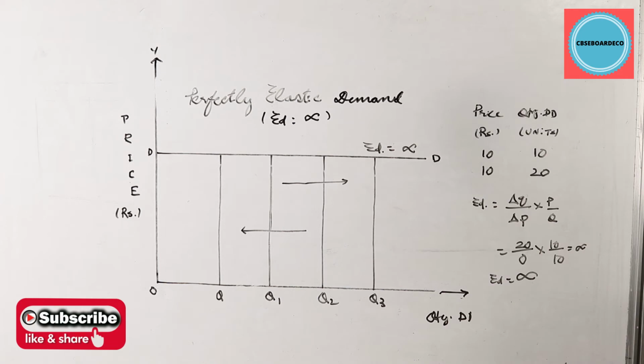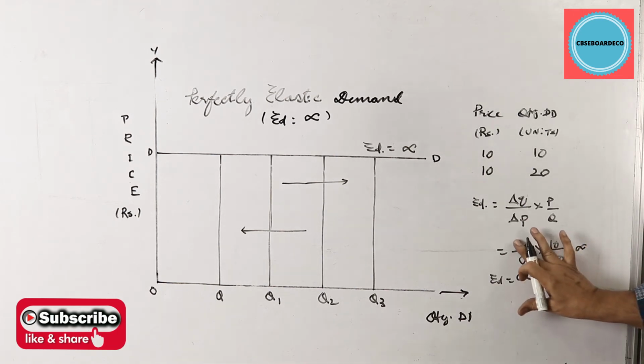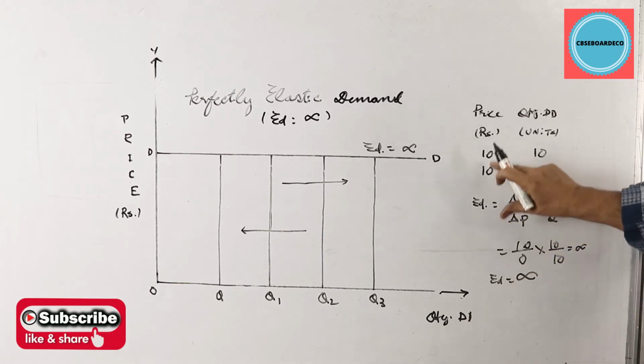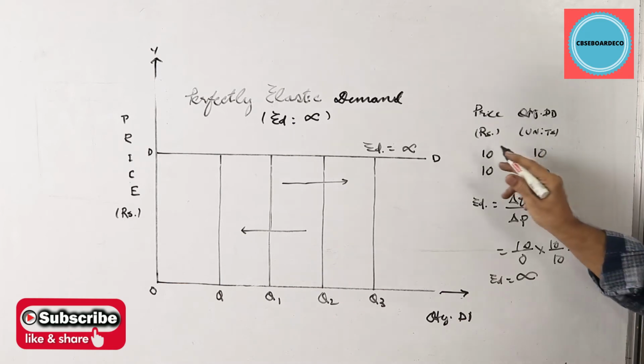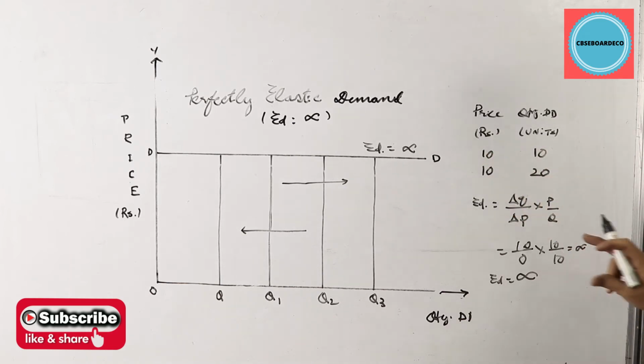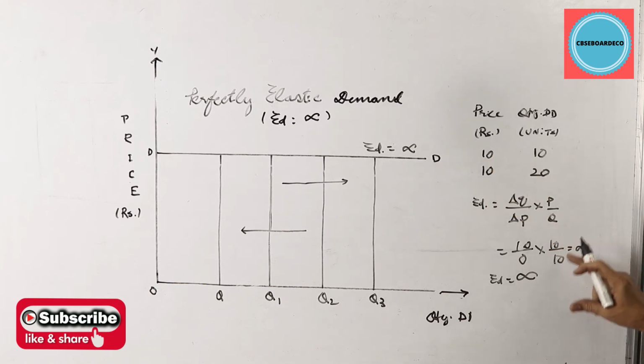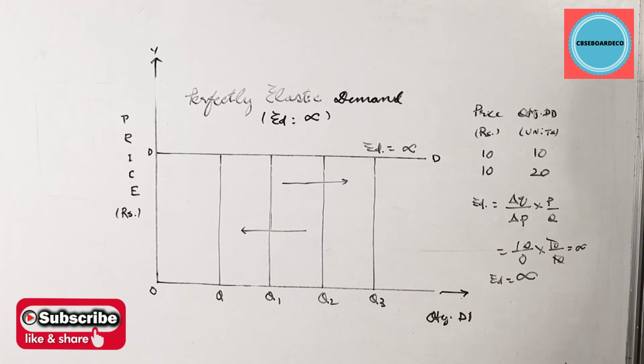Delta Q stands for change in quantity, delta P stands for change in price, P stands for original price, Q stands for original quantity. So by substituting the values here, the change in quantity is 10, and change in price is 0, 10 minus 10 is 0. Original price P is 10, and original quantity Q is 10. So even if you cut 10 here, 10 upon 0 is infinity. I am sure you must have got it.